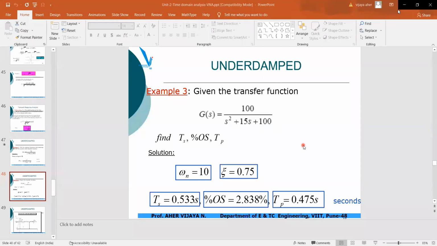So you have to write final answer in this way. Omega n is equal to 10, zeta is equal to 0.75, settling time Ts is equal to 0.533 in seconds. Then percentage overshoot is equal to 2.838%. Then peak time Tp is equal to 0.475 seconds. Right? Now proceed further.